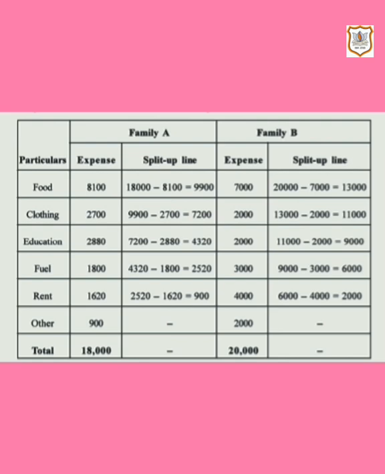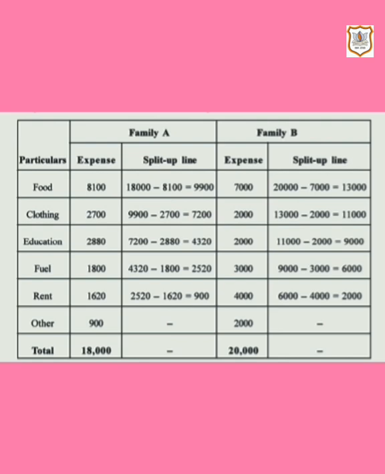We'll start with family A. Food 8100, clothing 2700, education 2880, fuel 1800, rent 1620, and other expenses 900. Now we are going to find the split up line. The total expense of family A was 18,000. 18,000 minus the expense of food, 8100, that is given in the question, gives you 9900. Now that is your split up number.